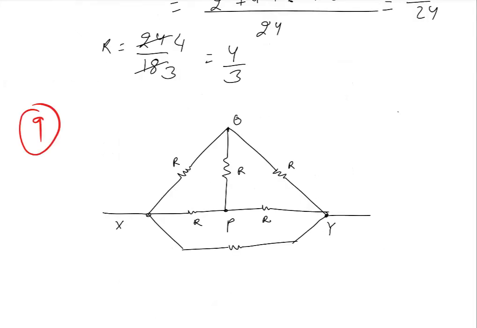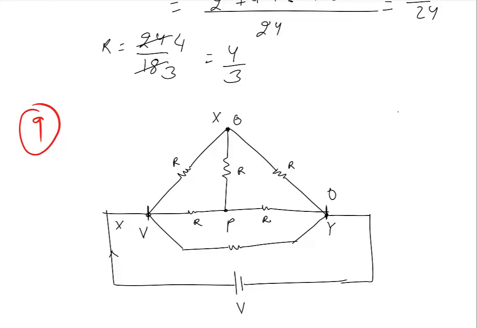Now question number 10 also says exactly the same thing, that you have to find the resistance between X and Y. So let's again join them to a battery. This is going like this. Let's say battery has potential V, so we can assume this potential to be 0 and this potential to be V. Let's assume this potential to be X and this potential to be Y.